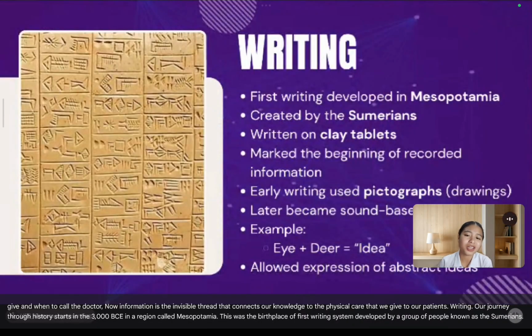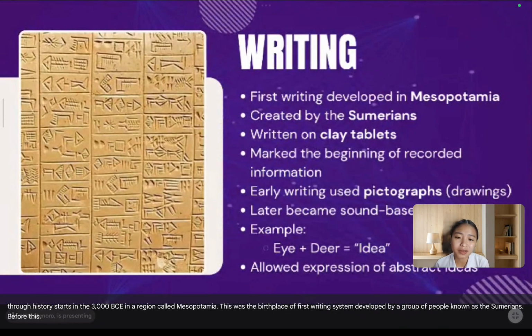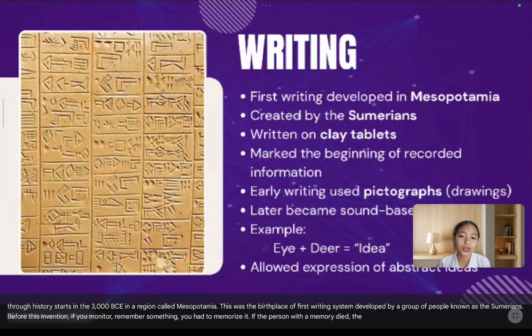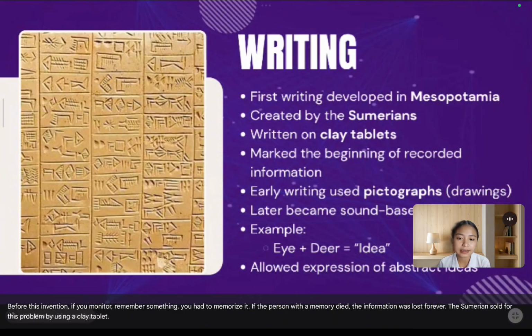Before this invention, if you wanted to remember something, you had to memorize it. If the person with the memory died, the information was lost forever. The Sumerians solved this problem by using clay tablets. They would take wet clay and use a sharp stick called a stylus to press marks into the surface.